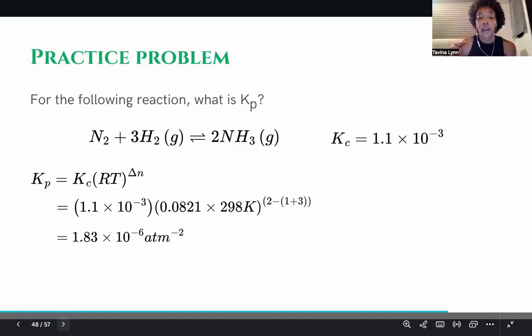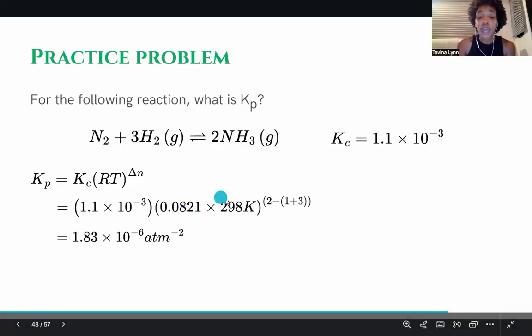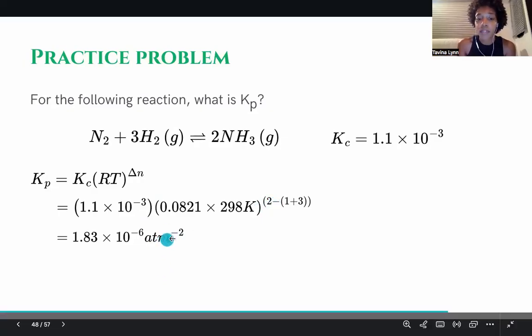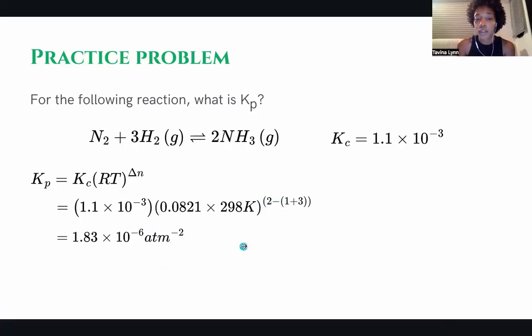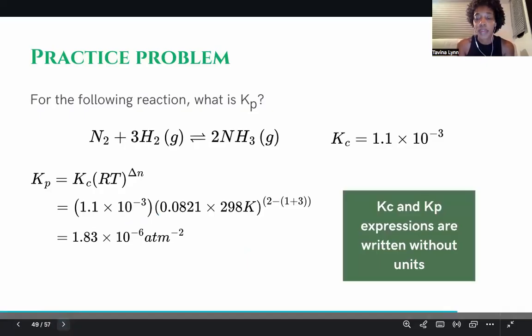So these are our units for our K sub P expression. However, we don't usually use units. We don't have to express units for our equilibrium constant or reaction quotient expressions. But you can, if you plugged in all the units here, you would see how we got this atmosphere raised to the minus 2 power. But the reason I didn't plug in the units here is because we ignore the units in this case. All right, so K sub C, K sub P expressions are usually written without units.